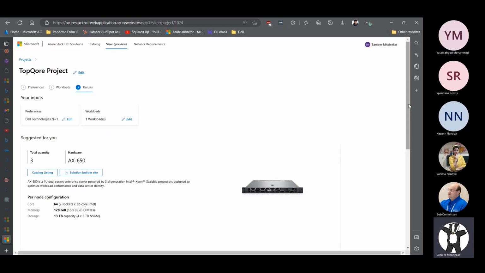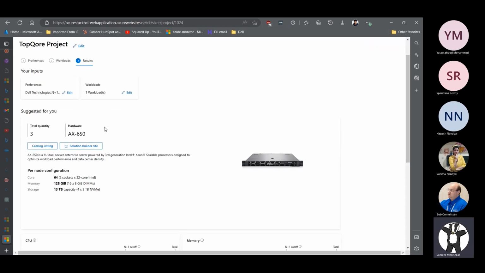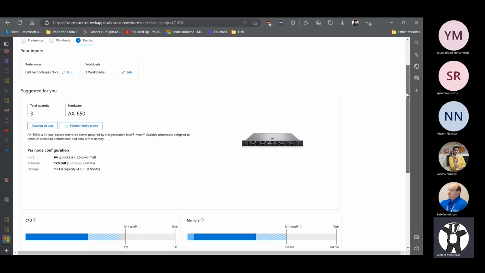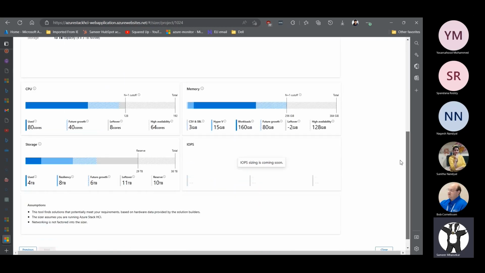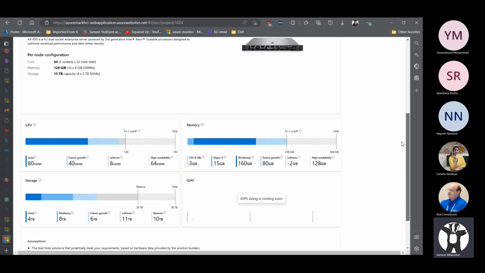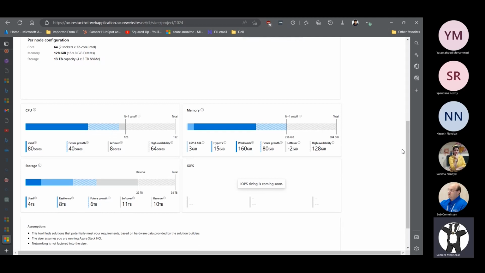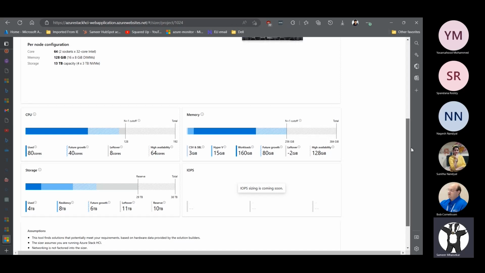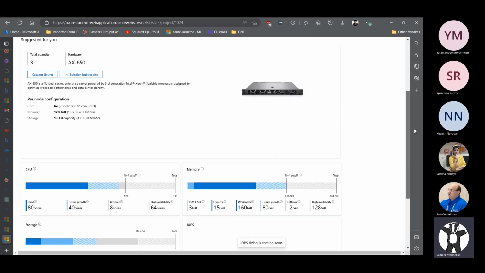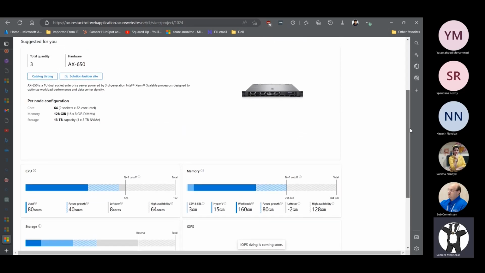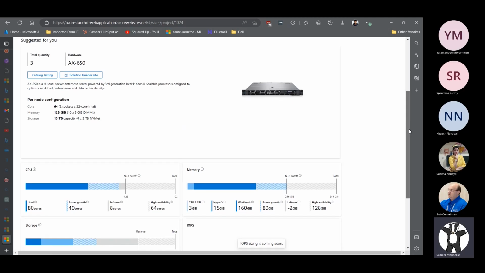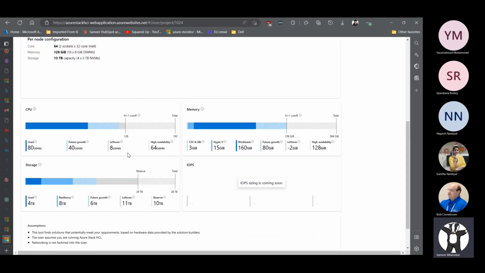There you go. So now we've got a Dell system AX650. It's a 1U dual socket enterprise server. Again, what you do with this is you take this to Dell and you say, these are my overall high level requirements. Dell will most likely give you a different sizing because they have a much better sizing tool that takes into consideration all other things that this sizer does not. But at least this is giving you an idea.